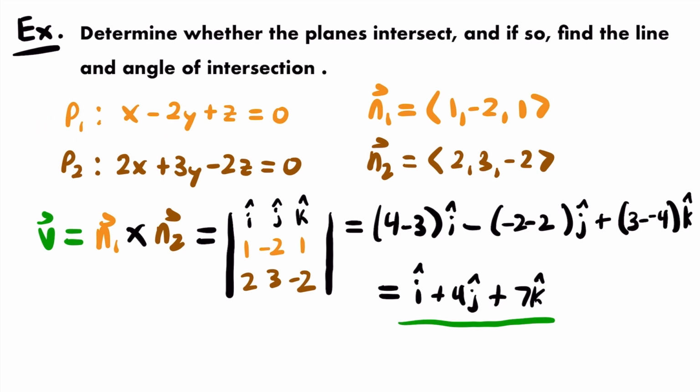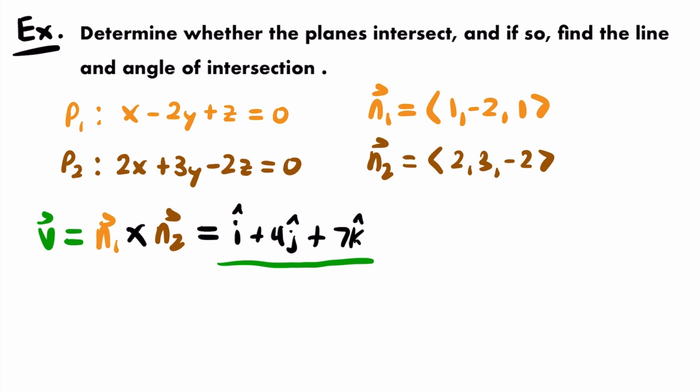So what we can do is find a point on that line of intersection by setting one of the variables in both equations equal to 0, and then solving for the other two variables in the resulting system of equations. All right, that will give you a point on that line. And so let me show you what I mean.